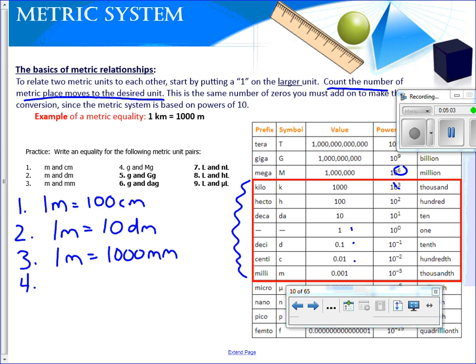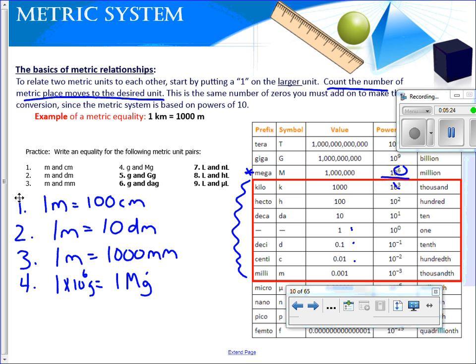And then for number 4, grams to megagrams. Now notice that megagrams is outside of that box. 1 megagram is going to be equal to 1 times 10 to the 6 grams. Okay.